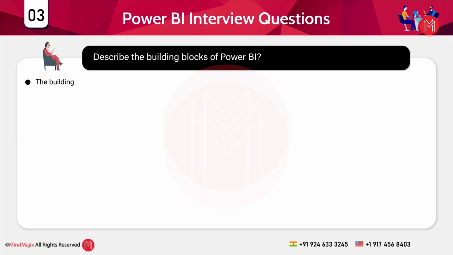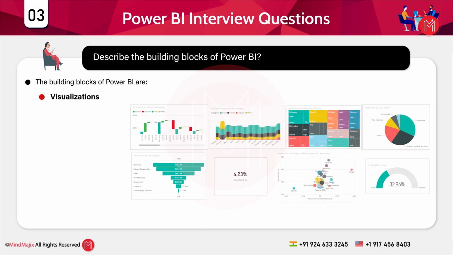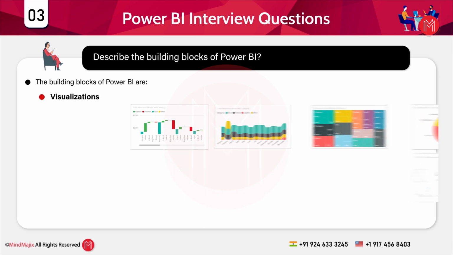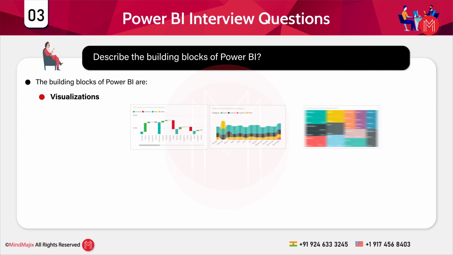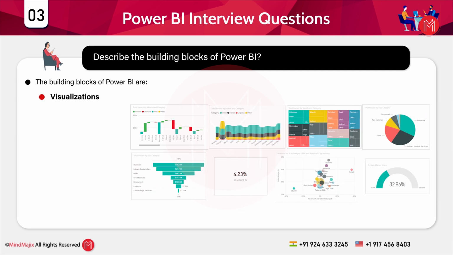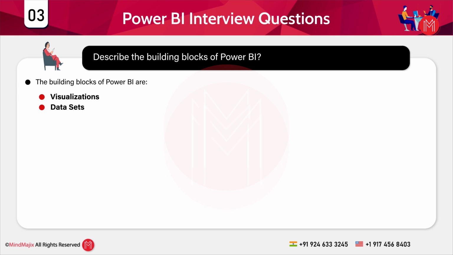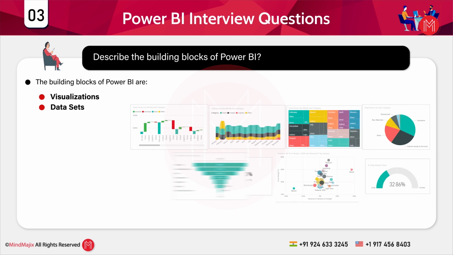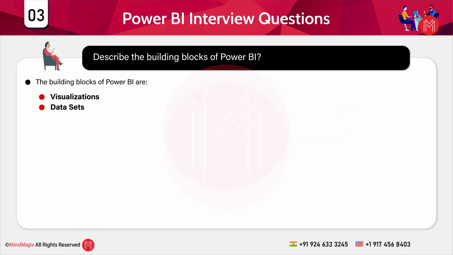So guys, there are particularly 5 building blocks over here. And the first one over here is visualization. So a visual representation of data in the form of a chart or a map, that is nothing but a visualization. Then we have data sets. So what are data sets? Data sets are nothing but a collection of data that Power BI uses to create visualizations.